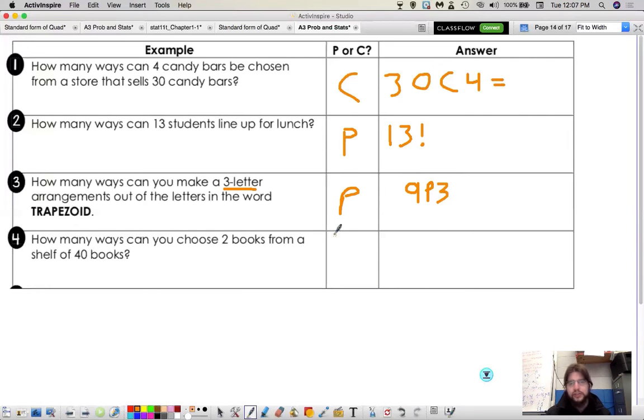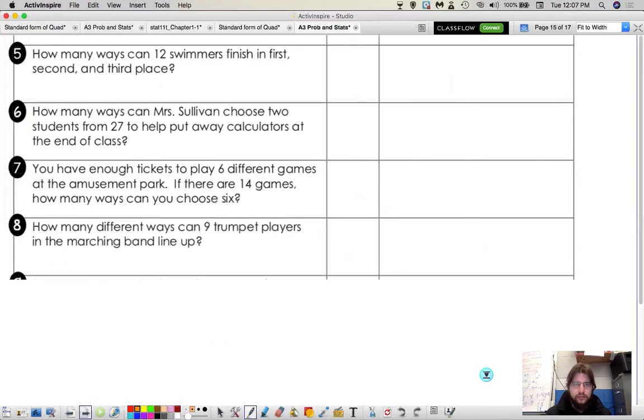On the next one, we're choosing 2 books from a shelf of 40 books. It doesn't matter if you get Treasure Island, then Crime and Punishment, or Crime and Punishment, then Treasure Island. It's the same 2 books. So that's a combination. All right, we got first place, second place, and third place. That's definitely different values, so that's a permutation. 12P3.